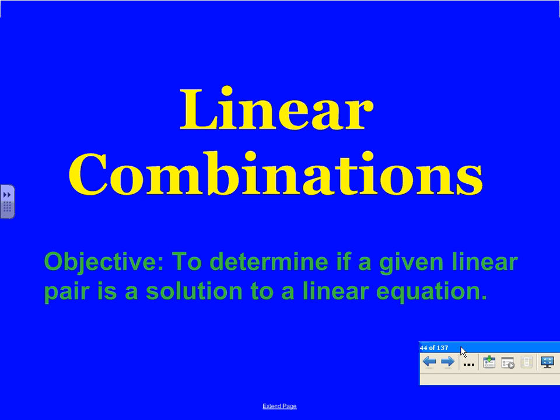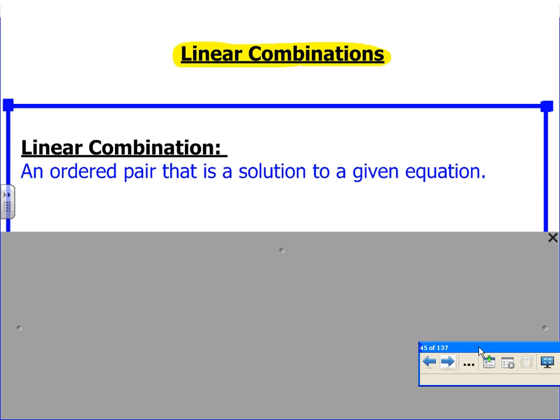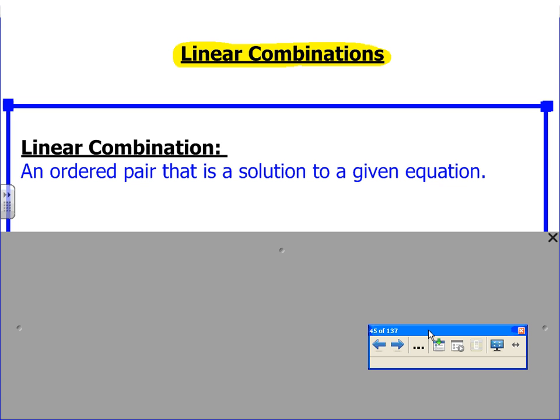Does anyone know what a linear combination is? Has anyone heard of it? You did learn them in pre-algebra in chapter 8, but it was just for a short amount of time. Okay. All right, so we're on page 16. At the very top, it says linear combinations. Okay, so let's start with the definition here. So a linear combination is an ordered pair that is a solution to a given equation.